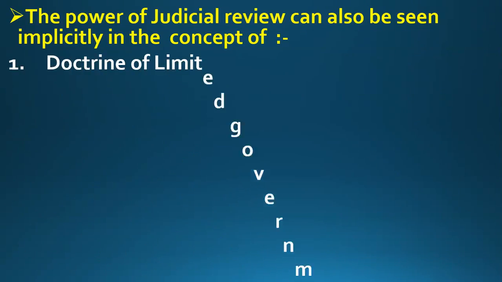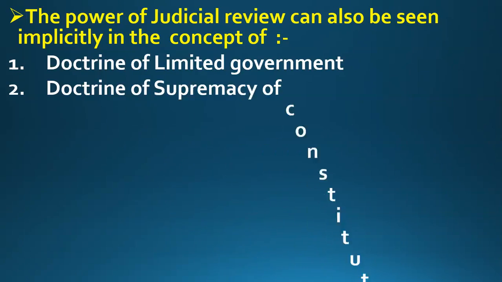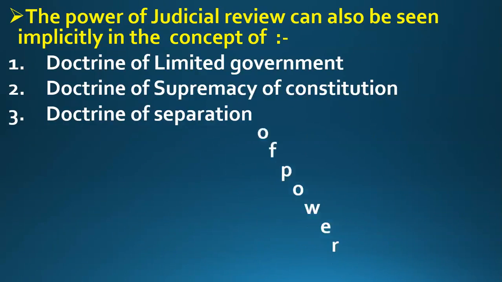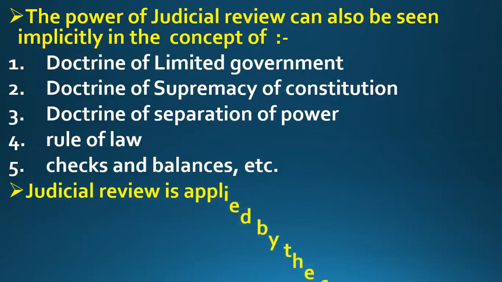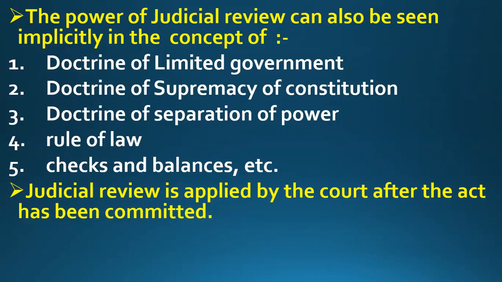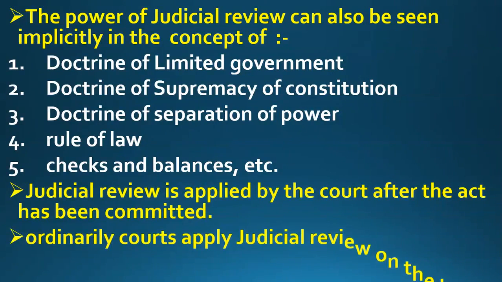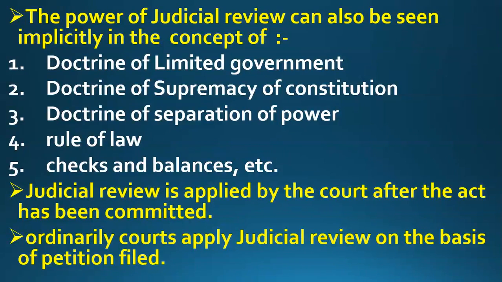Now friends, the power of judicial review can also be seen implicitly in certain concepts. Now what does it mean? It means that these concepts also indirectly provide the power of judicial review to the Supreme Court and High Court. For example, the doctrine of limited government. Now what does it mean? Limited government means the powers of the government are not unlimited or arbitrary. The powers of government are limited. Government works as per the rules and provisions of the Constitution.